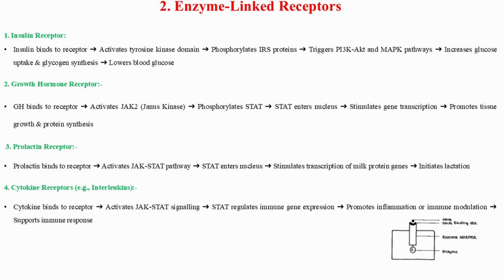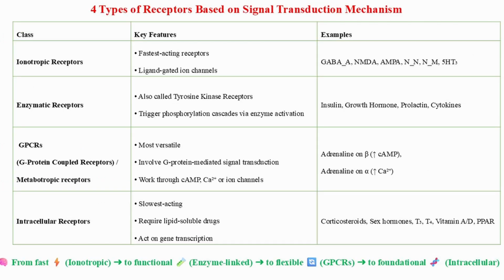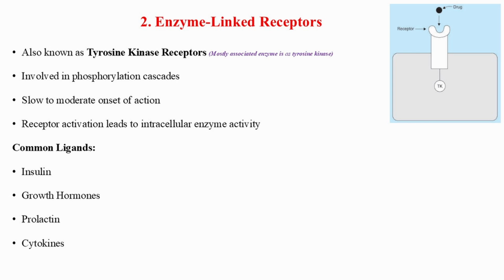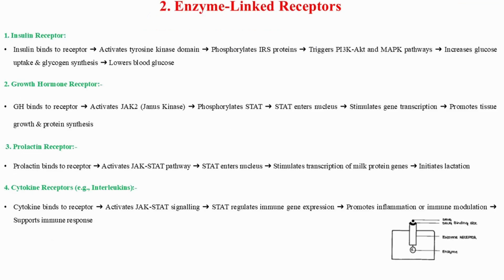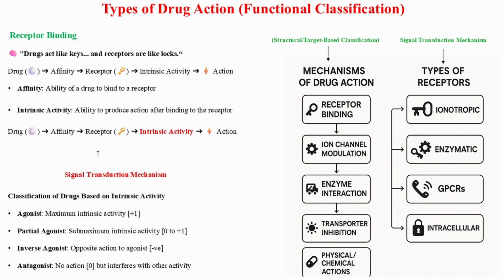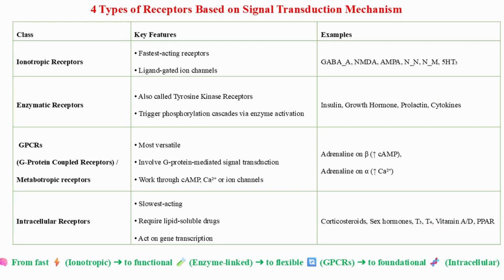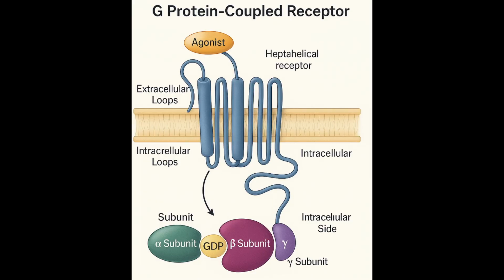So coming to the other receptor under the enzymatic receptors is cytokine receptors. Examples are interleukins. Cytokines bind to the receptors and activate JAK-STAT signaling. STAT regulates immune gene expression, which in turn promotes inflammation or immune modulation that supports the immune responses. So to wrap this up, tyrosine kinase receptors are like smart control hubs, taking a message from the hormones and the immune molecules and turning it into powerful lasting changes inside the cell.